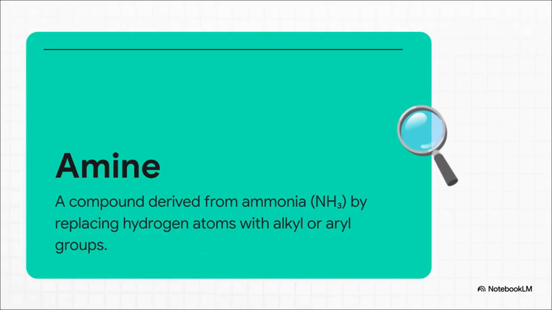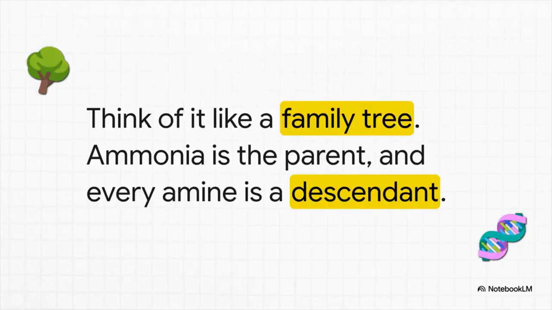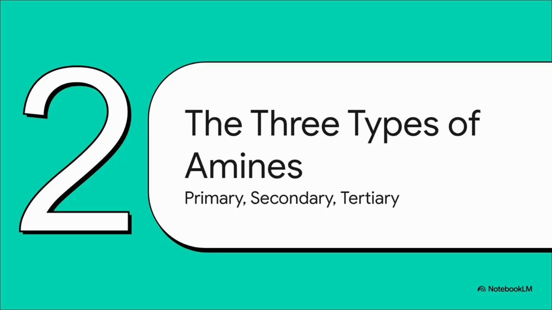So here's the official definition. An amine is what you get when you take that parent ammonia molecule and you start swapping out its hydrogen atoms for something a little more complex, these carbon-based chains or rings that we call alkyl or aryl groups. Honestly, the easiest way to wrap your head around this is to picture a family tree. Ammonia, NH3, is the original ancestor at the very top. Every other amine you'll ever come across is just a direct descendant, a slightly modified version of that original ammonia structure. And, just like in any big family, you can group these descendants into different branches.